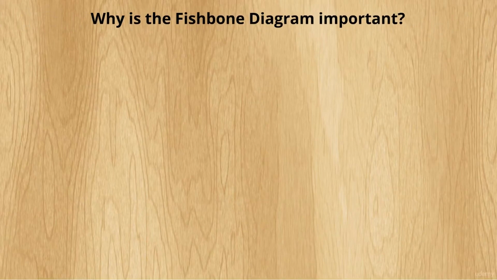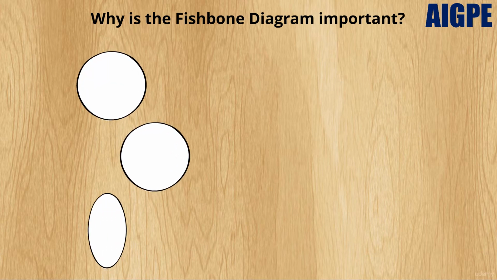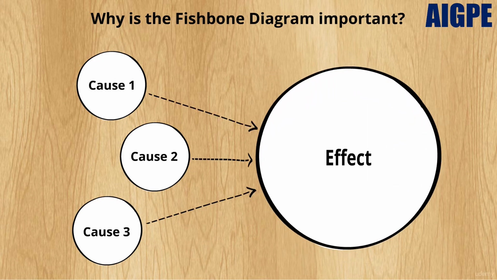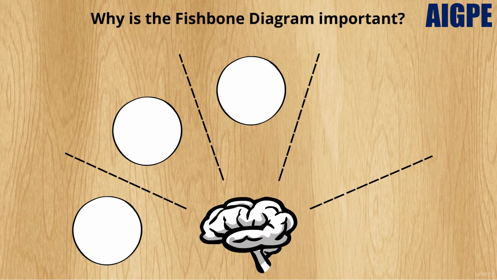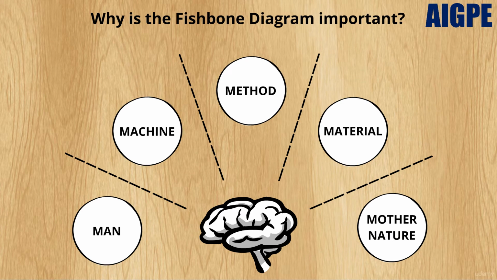Why is the fishbone diagram important? It is useful for associating and representing causes for an effect or problem in one diagram. It also helps you to structure a brainstorming session by segregating causes for an effect or problem under predetermined categories.